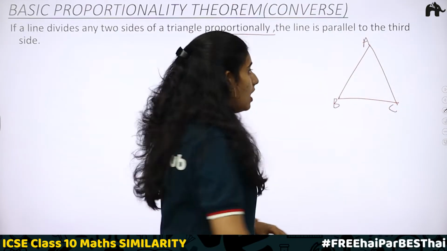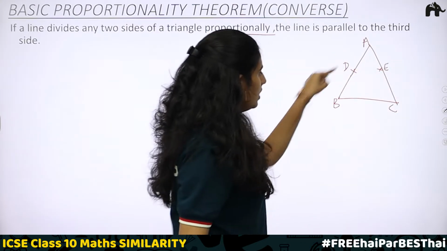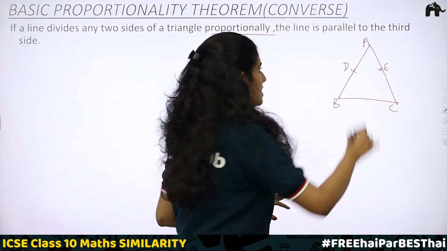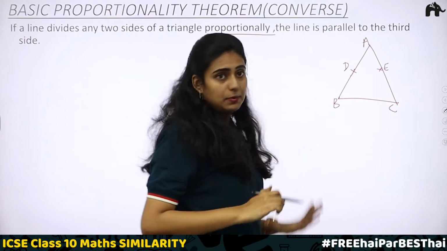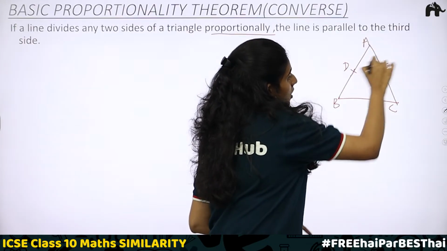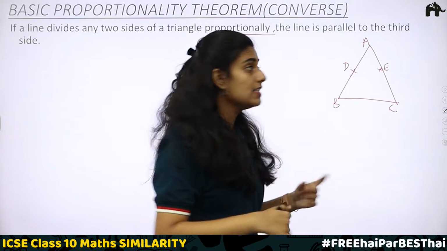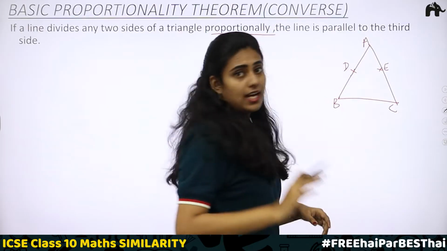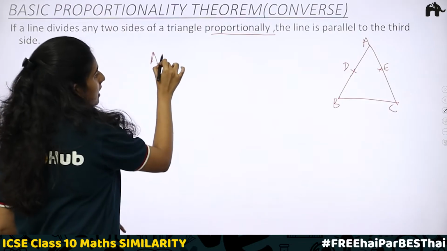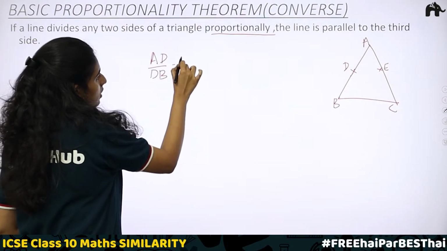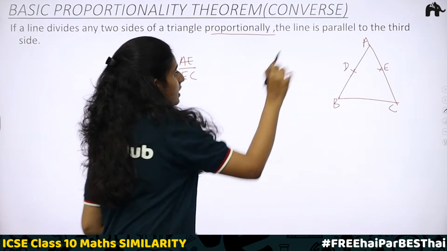Okay. Now, it is given that some point D and some point E lies on AB and AC such that this point divides AB in a ratio AD by DB. And this point divides AC in the ratio AE by EC. And this ratio is equal. That is, in what proportion they are divided. That is given importance. Here we will be having AD divided by DB is equal to AE by EC. Okay, this is given. We are going to do the reverse process.